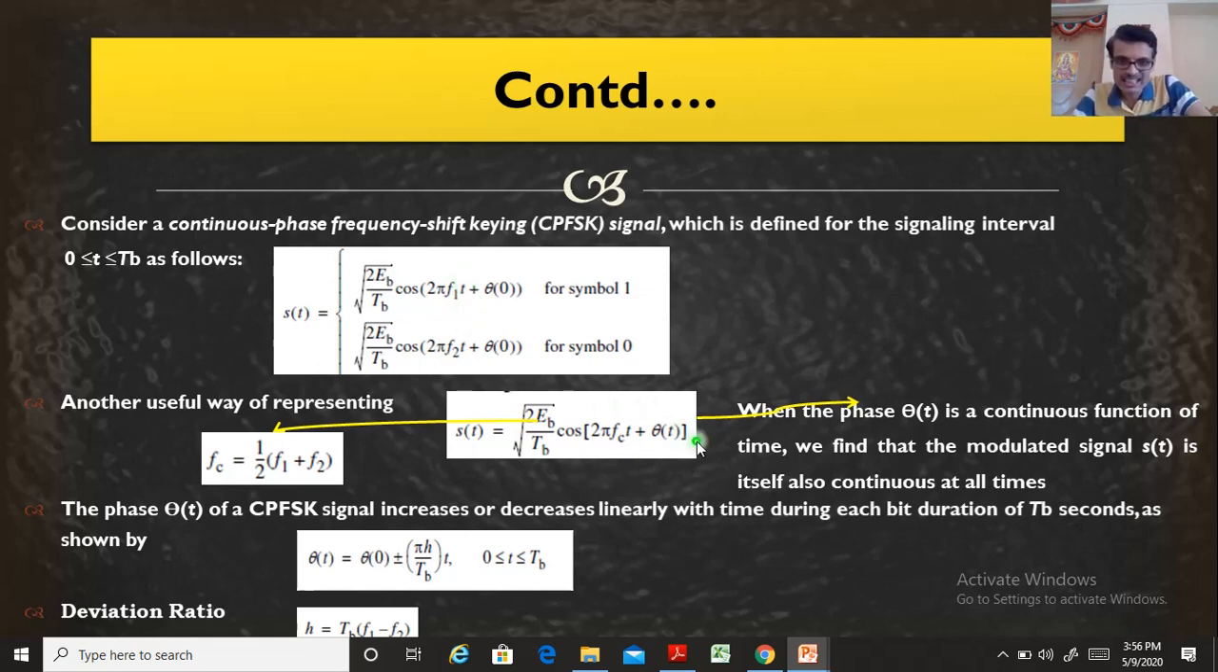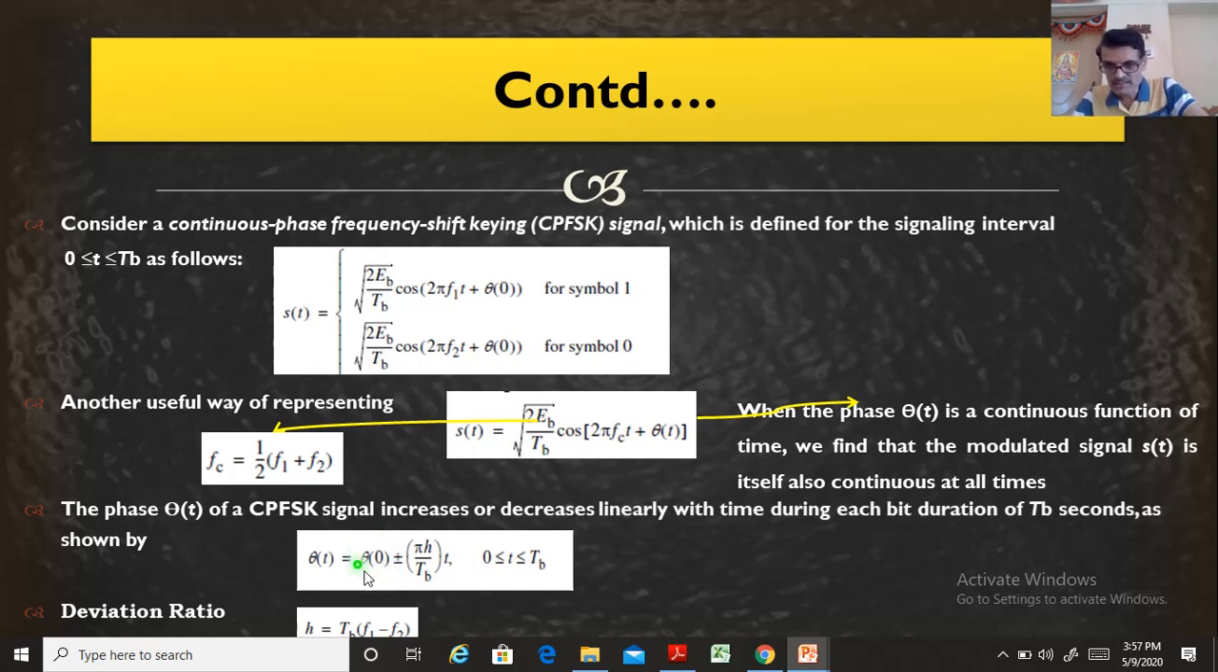What about theta of t? Theta of t is the phase, a continuous function of time. That means this changes continuously in the case of CP-FSK. Now, what is the amount by which we are going to change that theta of t? The variation of the phase is represented by this particular formula: theta of t is equal to theta of 0 plus or minus pi h by Tb into t.